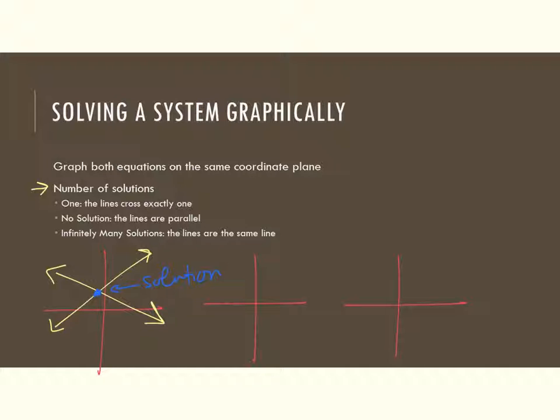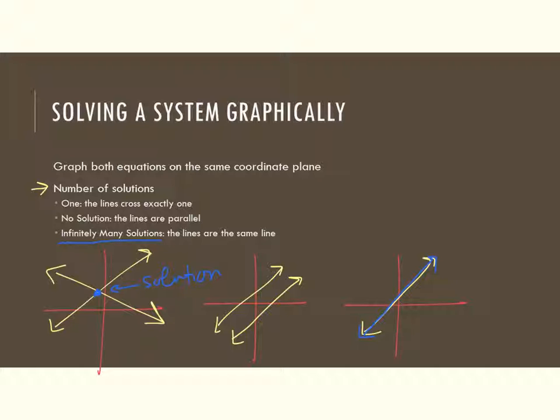So the second way, though, that they could be is that they could be parallel, in which case there would be no solution. Because our solution is an ordered pair that works in both, and if they don't cross, there's no ordered pairs that work in both. And our last one is that the lines are actually the same line. So if that's one line, then that would be the other line. They're the exact same line. They're going to cross everywhere. So they are said to have infinitely many solutions because they share every single point.